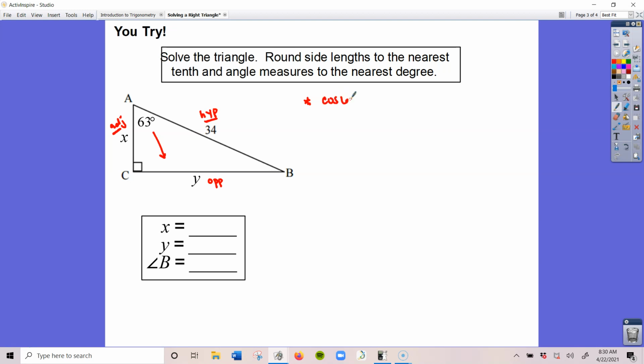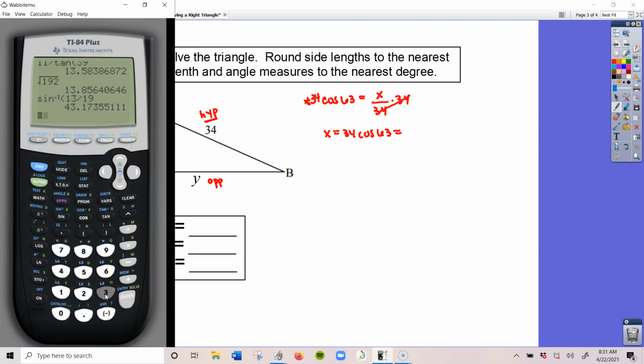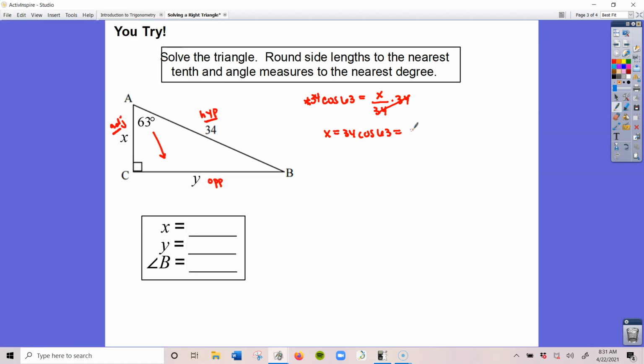So cosine of 63 degrees is going to equal the adjacent, which is x, over 34. To solve for x, I would multiply 34 to both sides. And I get that x is equal to 34 times the cosine of 63. So I'm going to go ahead and put that into my calculator here. 34 times cosine of 63. And I get 15.43, which remember that we are rounding to the nearest tenth, so my answer would be 15.4. So that is x.